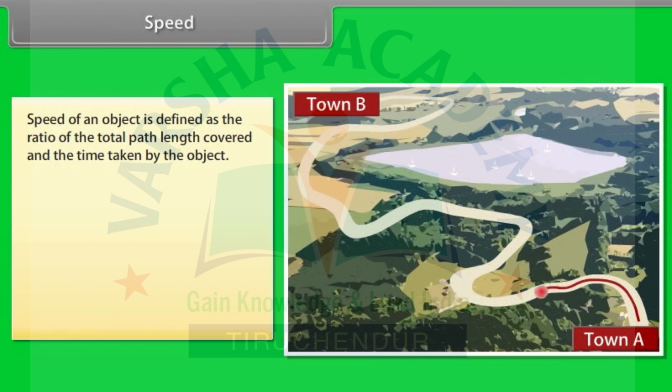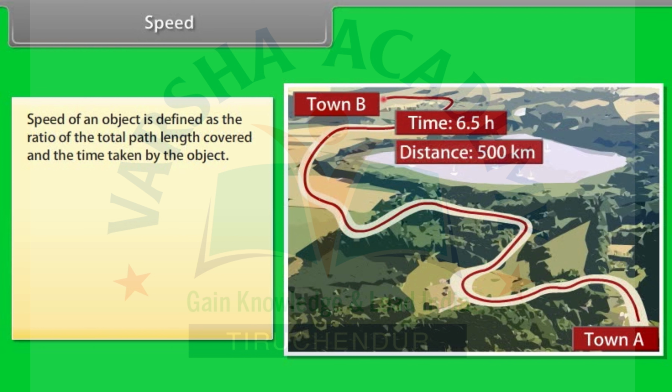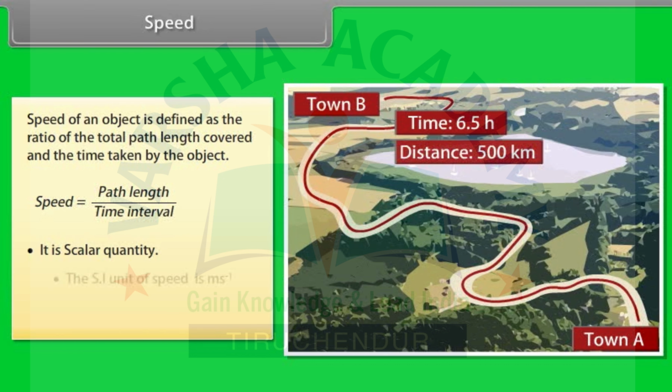Speed of an object is defined as the ratio of the total path length covered and the time taken by the object. Therefore, speed is equal to path length upon time interval. It is a scalar quantity. SI unit is m s raised to the power minus 1. Dimensional formula, M raised to the power 0, L raised to the power 1, T raised to the power minus 1.